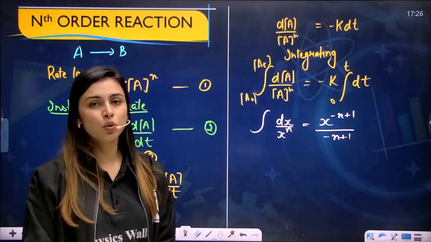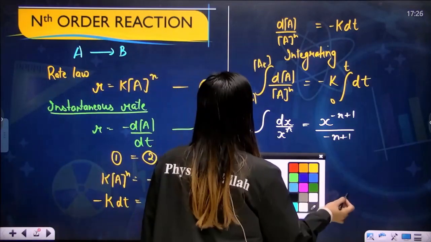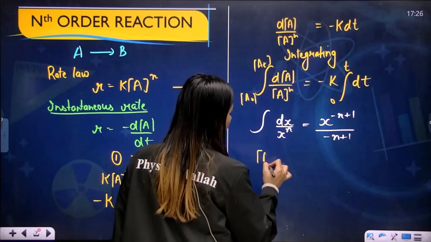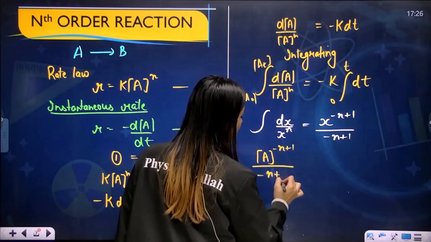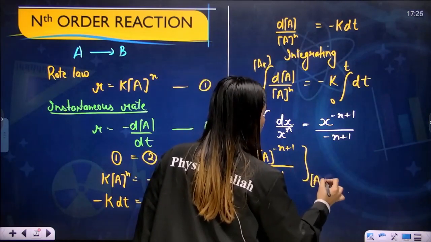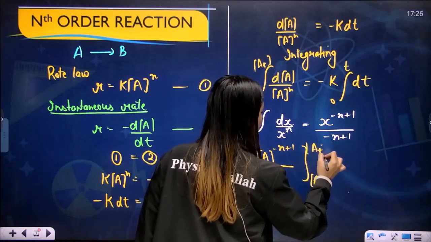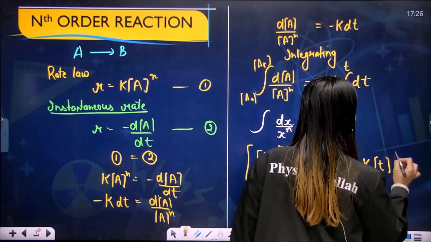Okay, perfect. I hope you're clear with this. Now we'll be using this into this. So your expression will become a to the power minus n plus 1 upon minus n plus 1, right? And the limits would be from a naught to a t. This would be equal to minus k t from 0 to t.